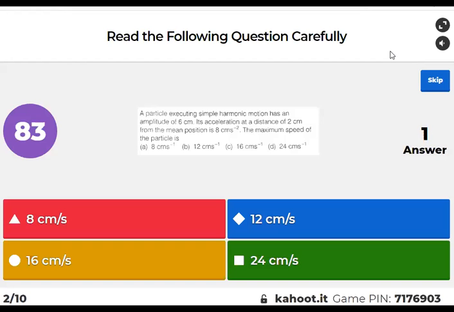So this is the second problem, everyone. This is the second problem. A particle executing SHM has an amplitude of 6 centimeter. Its acceleration at a distance of 2 centimeter from the mean position is 8 centimeter per second square, right? The maximum speed of the particle is. Guys, these are formula putting getting problems that you guys wanted.